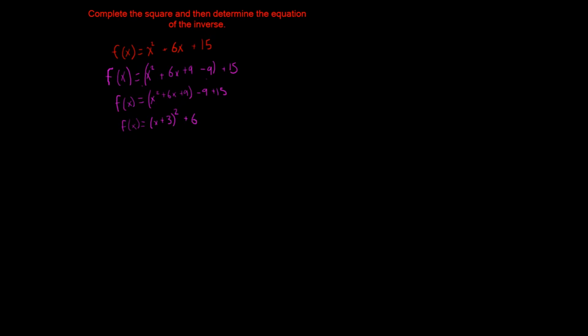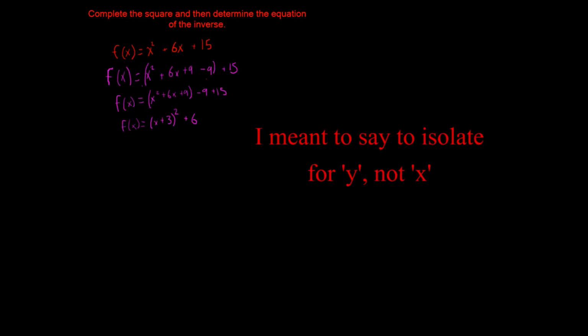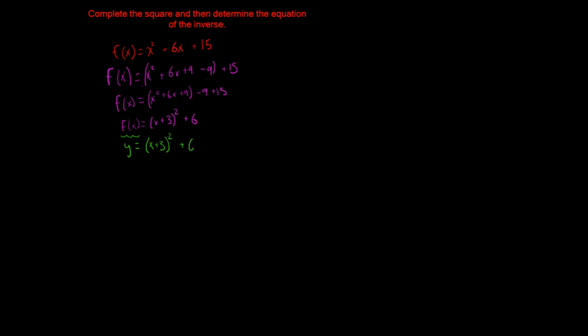So the second half says to determine the equation of the inverse. To determine the equation of the inverse, we know that we're supposed to switch all of the y's with the x's and then isolate for x. So f of x, although it is a function of x, you could just rewrite it as y would be equal to x plus 3 squared plus 6, because f of x really is just y. We just don't write it as y anymore because we're in grade 11 now.